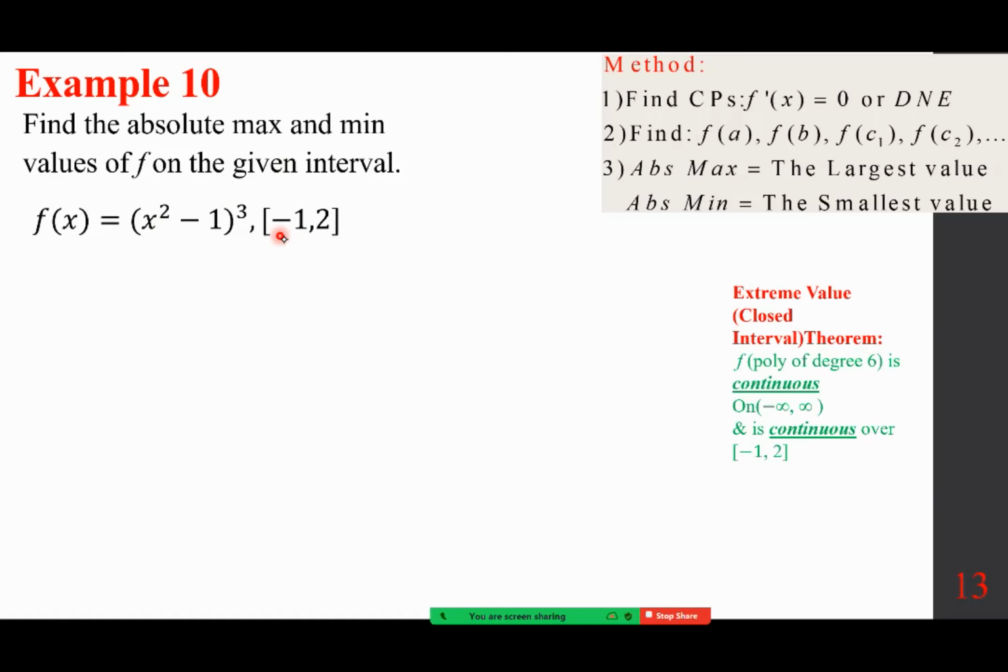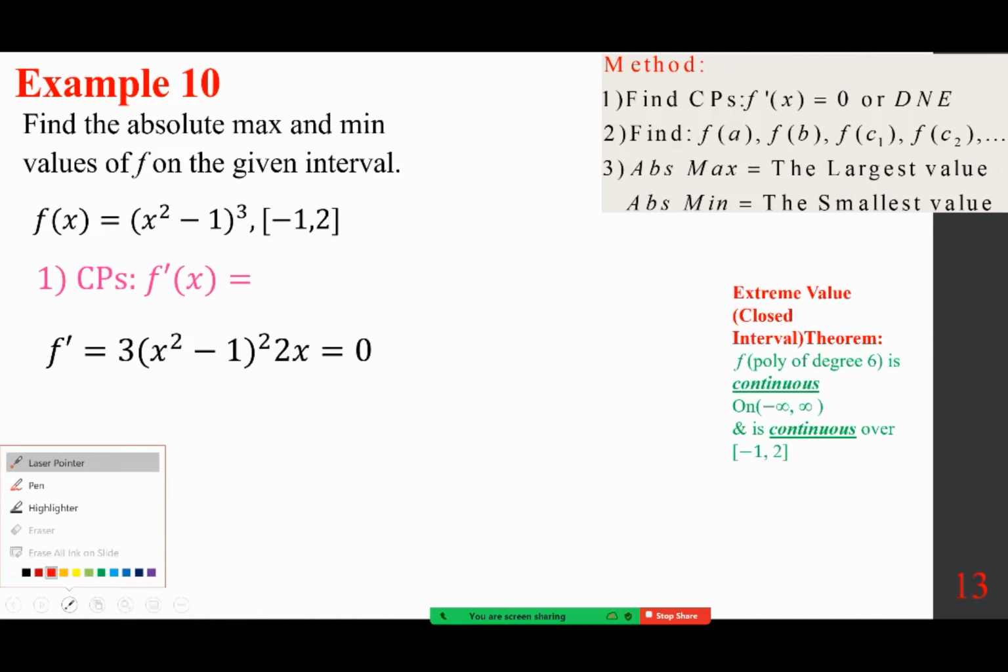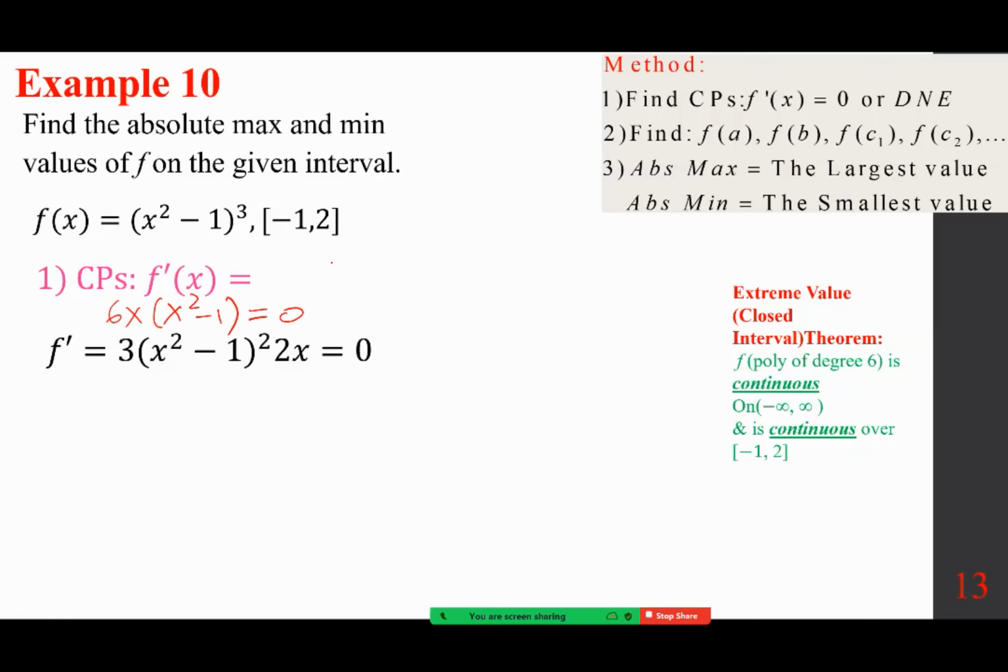So f prime of x is 3 times the same thing to the power of 2 by the chain rule, times the derivative of the parentheses, which is 2x. And we're going to set this equal to 0. By the way, if you want, you can simplify it and write it as 6x times (x squared minus 1). You set this equal to 0. x gives you 0. x squared minus 1 equal to 0 gives you x equals plus or minus 1.